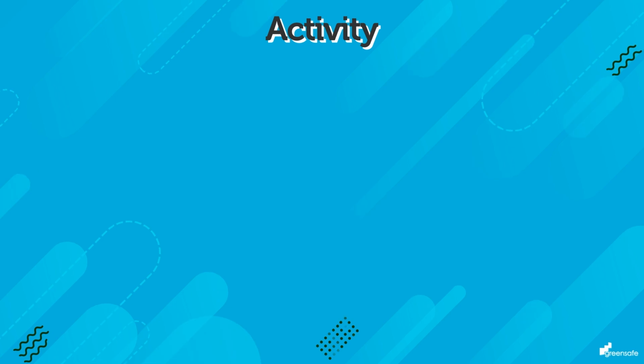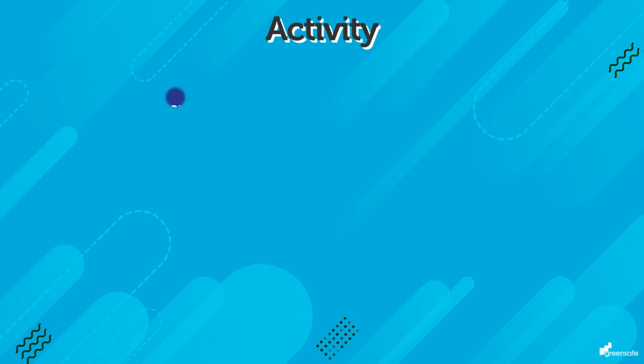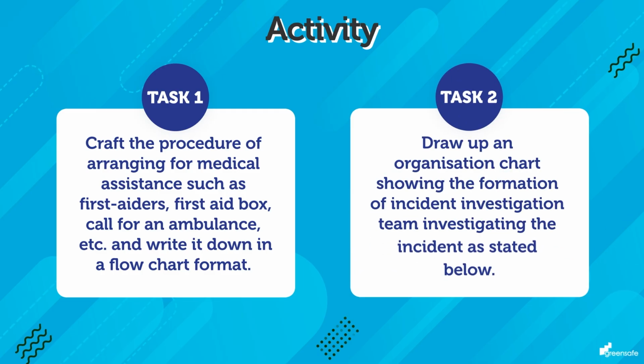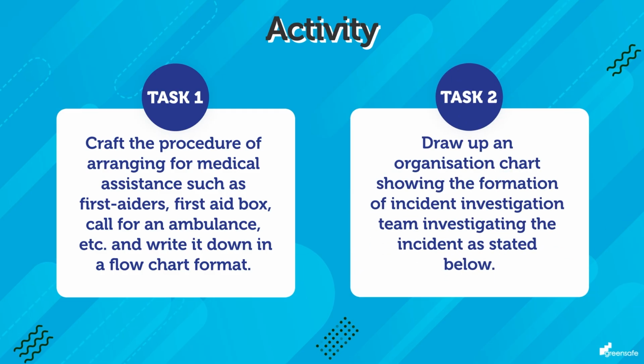Time for a learning activity. This will aid your understanding of the concepts we have learned. Task 1. Craft the procedure of arranging for medical assistance such as first aiders, first aid box, calling for an ambulance, etc., and write it down in a flow chart format. Task 2. Draw up an organizational chart showing the formation of an incident investigation team investigating the incident.